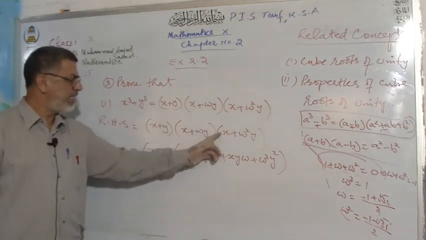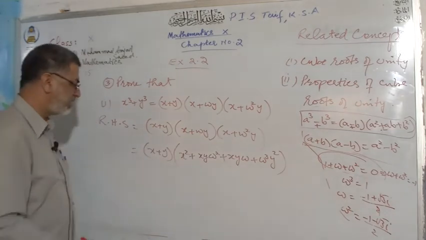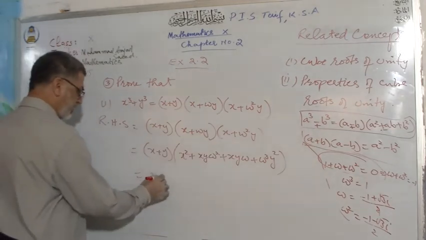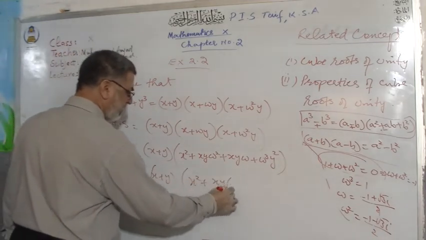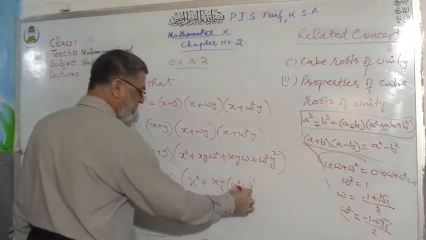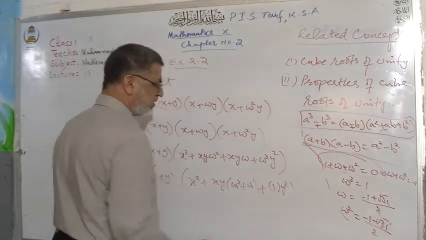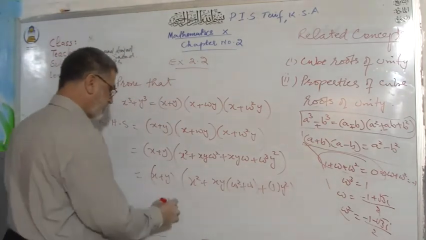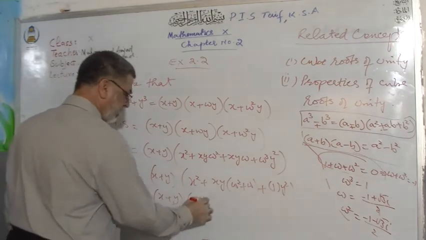xy omega square, xy omega, and omega cube y square. x plus y into x square plus xy common omega square plus omega. Omega cube value is 1, that is y square. x plus y into x square.